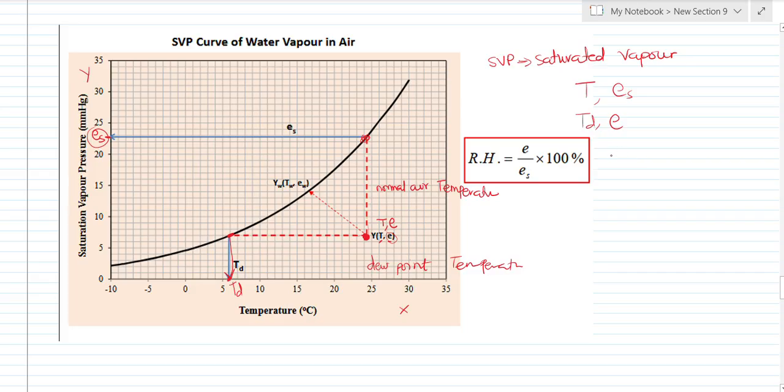If you are asked to find the saturated, use the normal T. If you're asked to find the unsaturated, use the dew point. You get it? So if you want the dew point, use the unsaturated to get your dew point, and it's as simple as that. I hope we all understand. So now let's take some examples and see how we go about it.